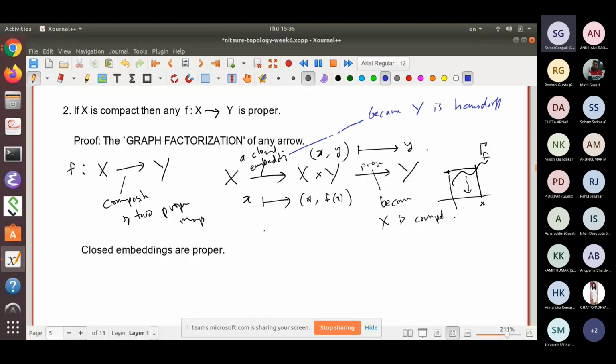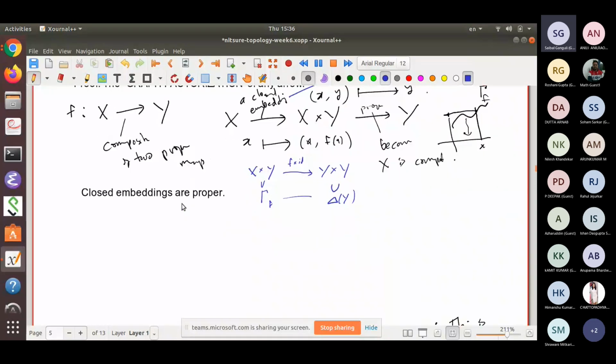Because what is the graph? Well, the graph is the inverse image of the diagonal of Y. This is X cross Y, this is Y cross Y, there is this map. If that map was called F, then this is F cross identity. And here is the diagonal of Y. And its inverse image is this graph of F. The diagonal is closed, so its inverse image is closed here. So this is a closed embedding, therefore proper. This is proper because X is compact. Composite of proper is proper. So this is proper. So we said closed embeddings are proper.